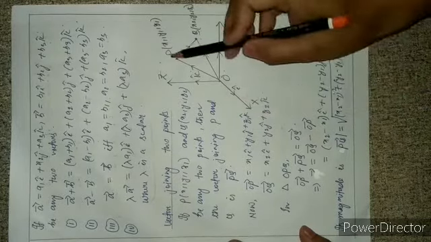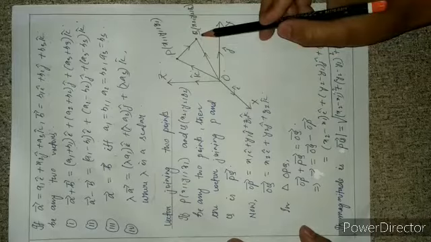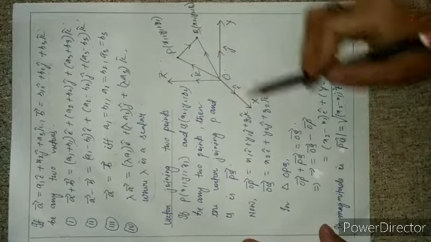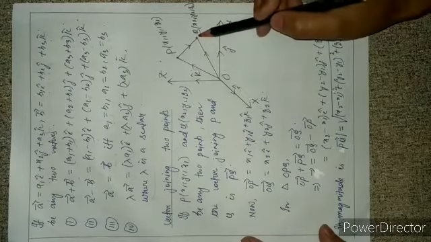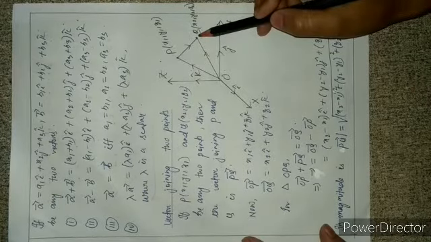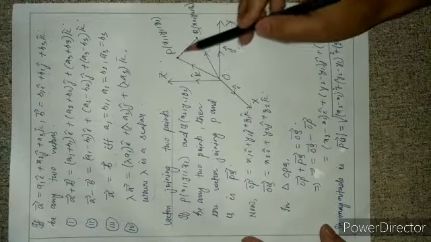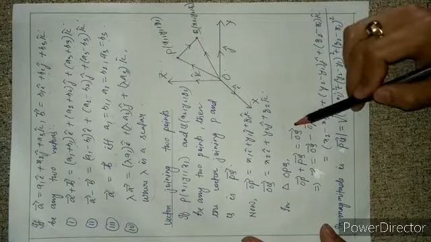Write OP vector and OQ vector in component form. Consider the triangle OPQ and apply the triangle law of vectors. OP vector plus PQ vector will be equal to OQ vector.